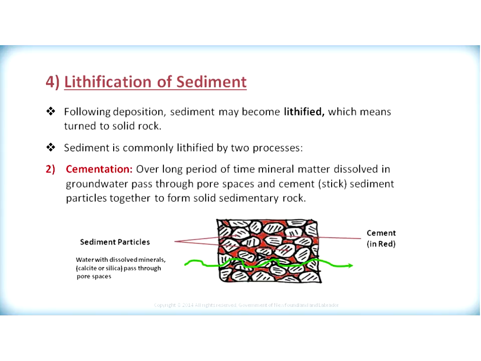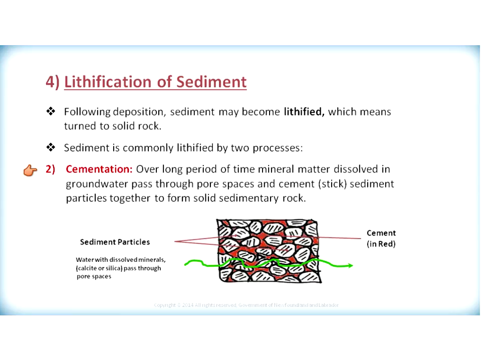When we look at the other rock types, namely conglomerate and sandstone, the bigger particles, they form solid rocks through a different process. They form solid rock through a process called cementation. The compaction does aid in the lithifying process, but it is the cement that actually sticks the bigger grains together. So over long periods of time, mineral matter dissolved in groundwater passes through pore spaces, and the cement sticks the sediment particles together to form a solid sedimentary rock.